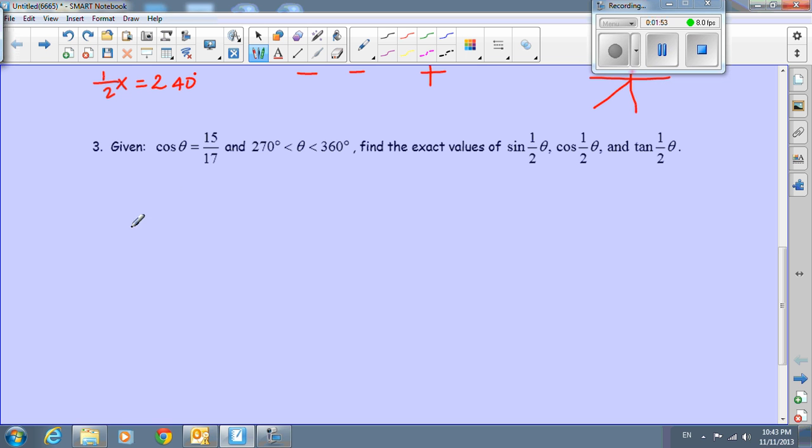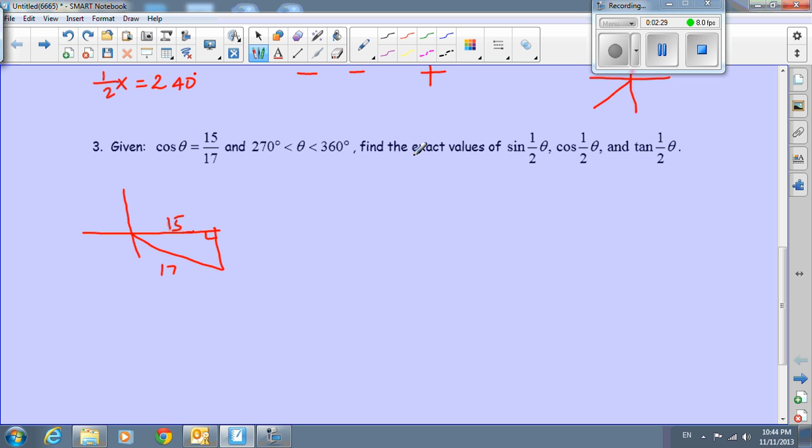Now, here's one good example. Given cosine of theta is equal to 15/17 and theta is between 270 and 360, once I have this interval, I know that it is located in between 270 and 360, meaning in our fourth quadrant. So I'll draw my triangle here. Knowing that the cosine, which is the adjacent, is 15 and the hypotenuse is 17. Using your Pythagorean theorem, you can figure out the remaining part. But for now, that's not my concern.